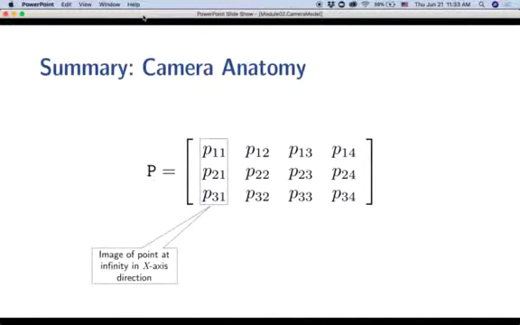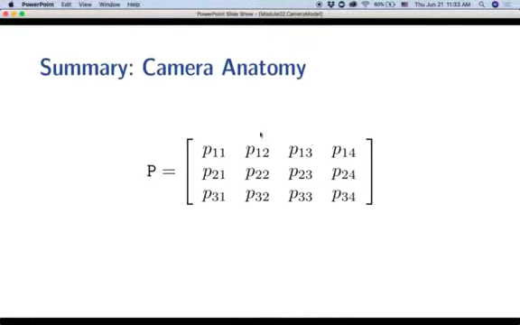Bismillahirrahmanirrahim. So this is the summary of what we did last time in our discussion of camera models. We were looking at the internals of this 3 by 4 matrix, which represents the camera. In fact, I didn't mention this, but the specific camera that we have discussed, the pinhole camera, is also called a finite projective camera.